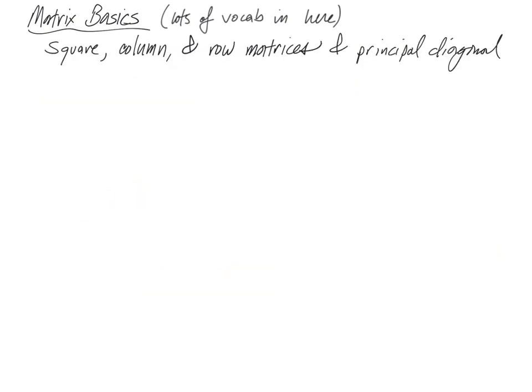All right, more matrix basics. So in this slide, I will be going over square matrix, column matrix, row matrix, and the principal diagonal. And to be fair, a principal diagonal works best with a square matrix more than anything else. So let me get examples of these up on the screen.